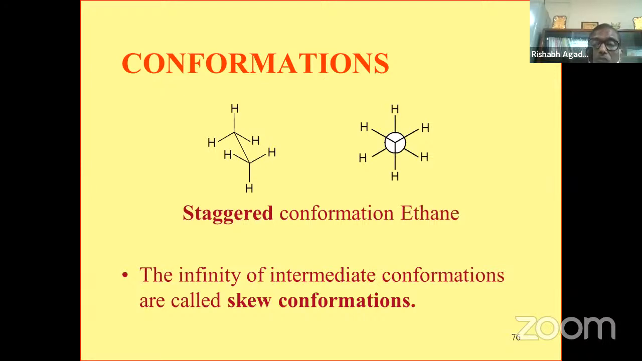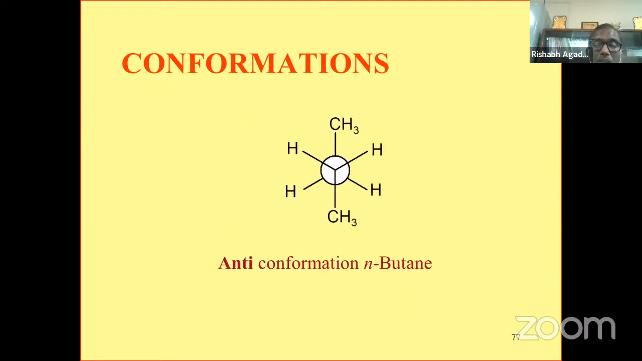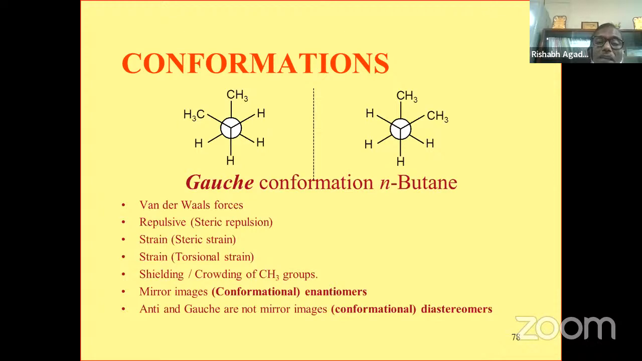Staggered conformation, and the infinity of intermediate conformations in that case will be called skew conformation. Staggered means placed apart. Now anti means opposite. If functional groups like methyl are opposite, they will be called anti conformation of normal butane. Now the gauche conformation: whatever the intermediates are, if you rotate it, they will be called gauche conformation. And here are van der Waals forces, repulsive steric repulsion, then steric strain or torsional strain, crowding of methyl groups. Anti and gauche are not mirror images of each other, so they are diastereomers. These are the parameters that govern the stability of the molecule, and they will be required while stability testing also.